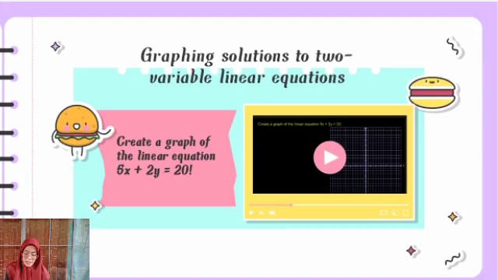Today I will be presenting about the first meetings. The first is graphing solutions to two-variable linear equations. The question: create a graph of the linear equation 5x plus 2y equals 20.